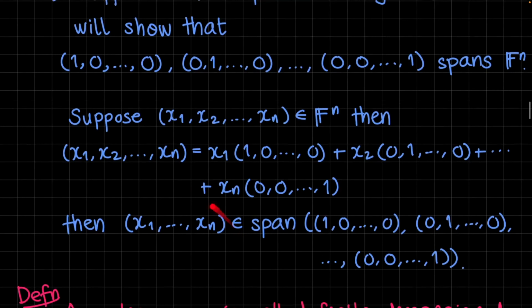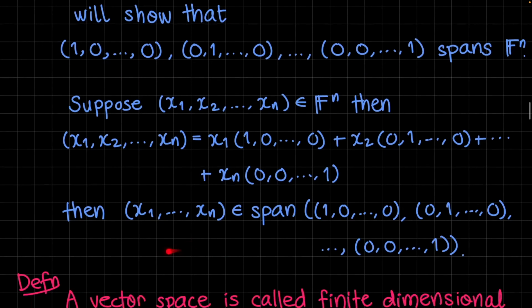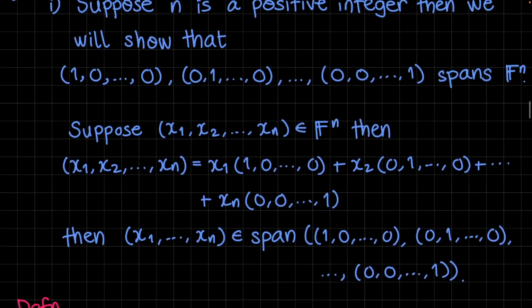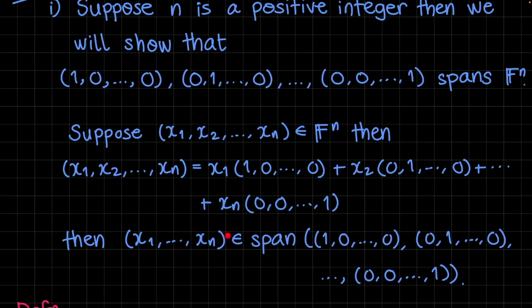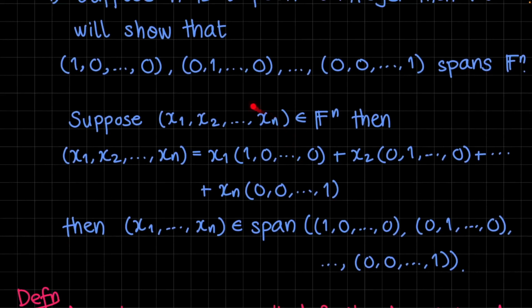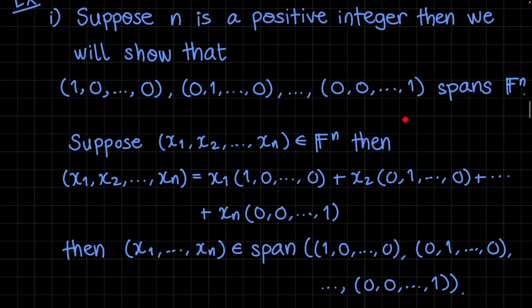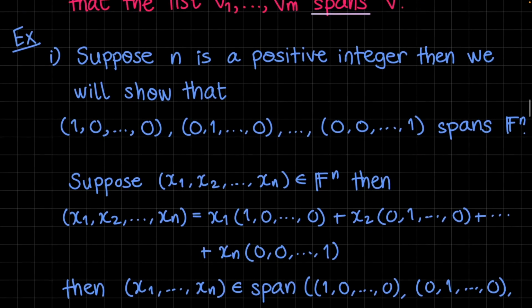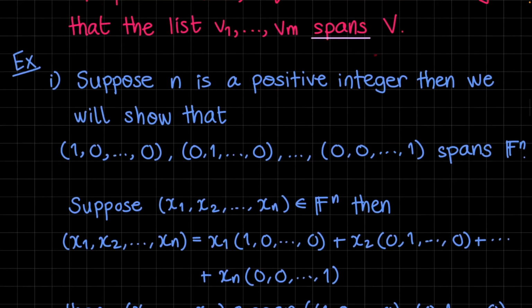So what that means is we've expressed any arbitrary vector of Fn as a linear combination of the n vectors in our list, which means x1 dot dot xn belongs to the span of the n vectors. And that's it. That's enough to prove that the span of these n vectors is the entire space Fn itself. So there you go. These n vectors span the entire vector space Fn. And we're using span as a verb here.